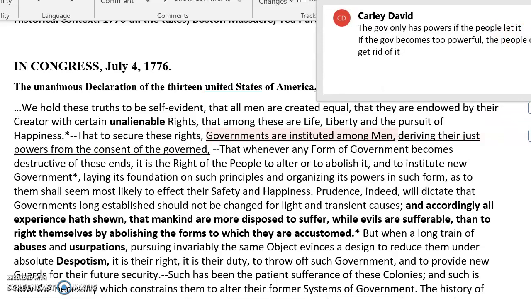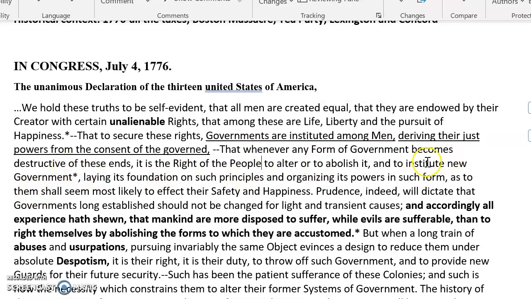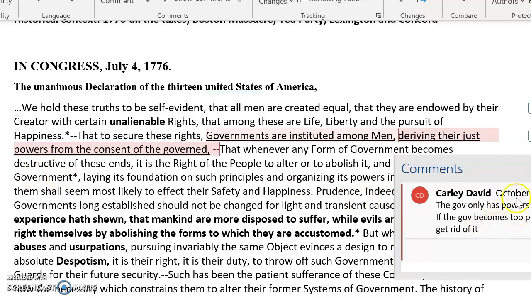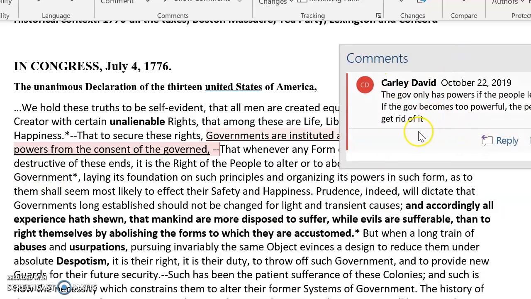So then he goes on to say that whenever any form of government becomes destructive to these ends, it is the right of the people to alter or to abolish it and to institute new government. So that's where he's talking about that part where he talks about how if the government becomes too powerful, then the people should get rid of it.